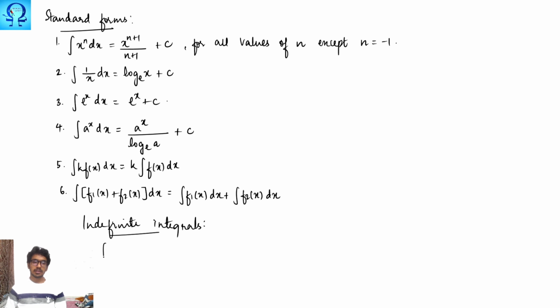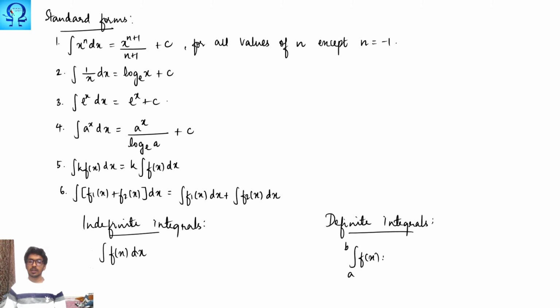In general, integral f of x dx, integrals of this form are indefinite integrals, and definite integrals are of the form integral a to b f of x dx. What is this a and what is this b? These are known as limits of the integration, and these details we will discuss in the next lecture. Now we will get into this lecture. So we will work out a few problems.